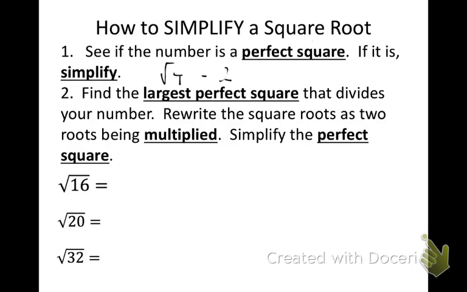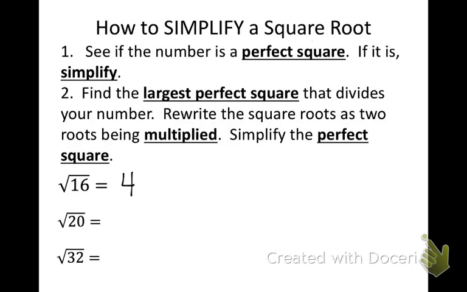So step 2 says, find the largest perfect square that divides your number. Rewrite the square root as 2 roots being multiplied, and then simplify your perfect square. So that's a lot in there. We're going to do some examples and hopefully it'll make a little bit more sense. So this first one, square root 16, step 1, is it a perfect square? Well, it is because it was in our list above. So we are asking ourselves, what times itself equals 16? And that would be 4 because 4 times 4 is 16. So we're done with that problem.